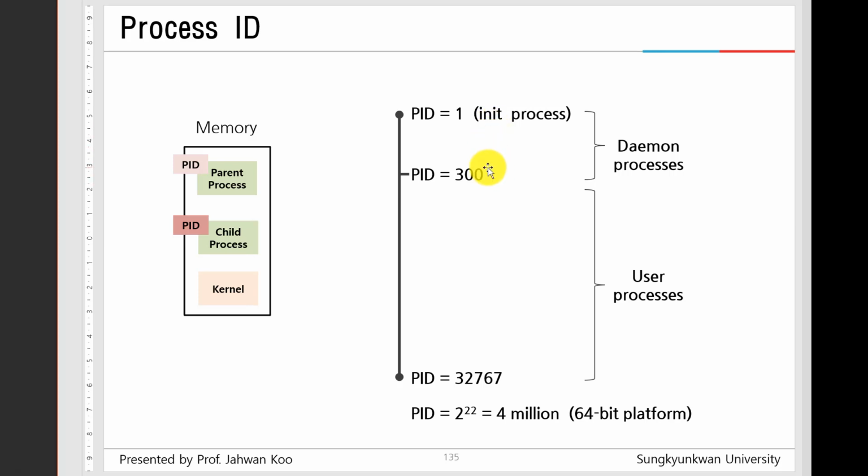On 32-bit Linux system, the process ID limit is 32767. On 64-bit Linux system, the process ID limit is about 4 million. When a new process is created, it is assigned the next available process ID sequentially. Once it has reached the maximum value of process ID, the kernel resets its process ID counter to 300.